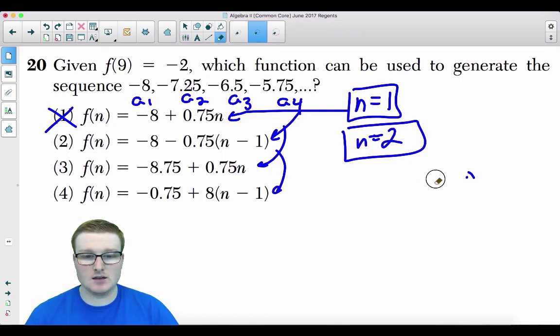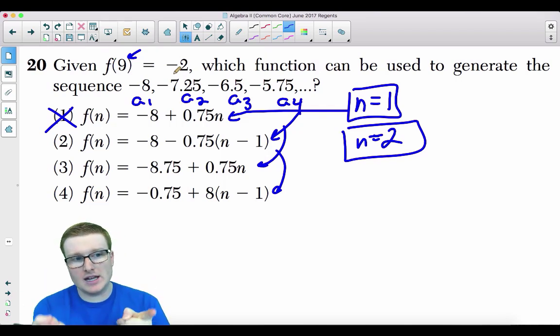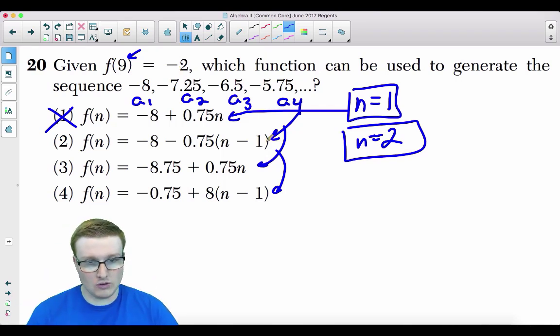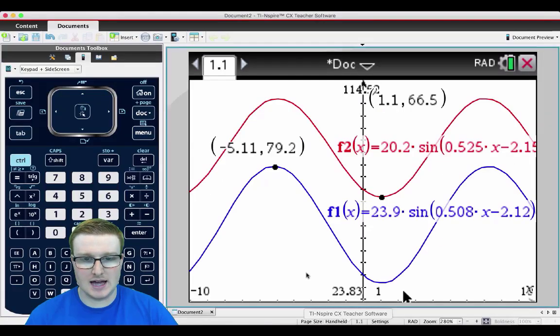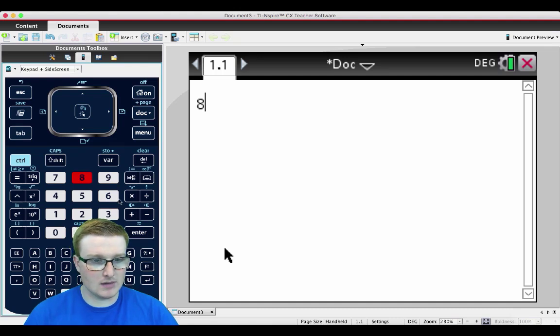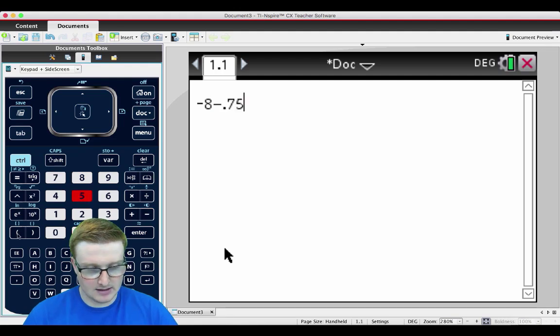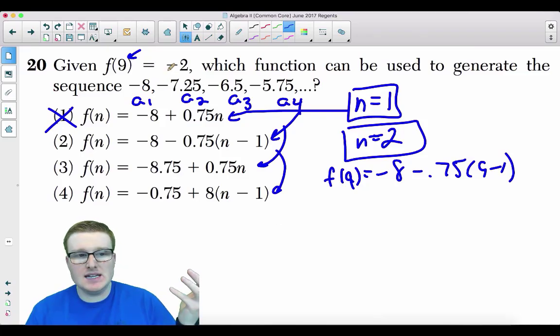Now, just for the heck of it, let's plug in f of 9, because it seems like those first couple terms are working. So f of 9 is equal to negative 8 minus 0.75 times 9 minus 1. If I go to my calculator, that gives you negative 14. Oh, wait a minute. If that's negative 14, it should be negative 2.